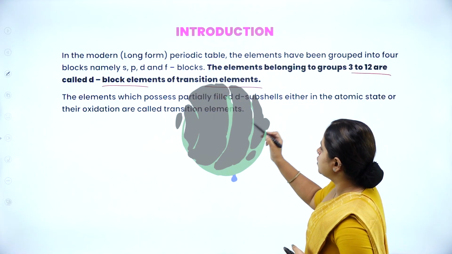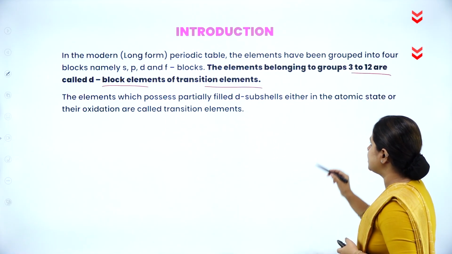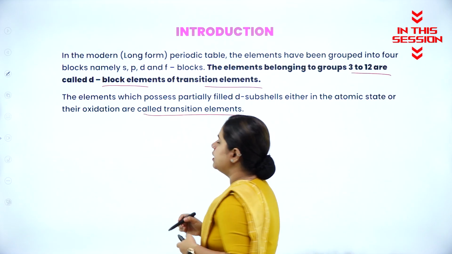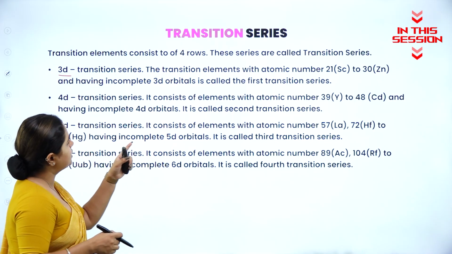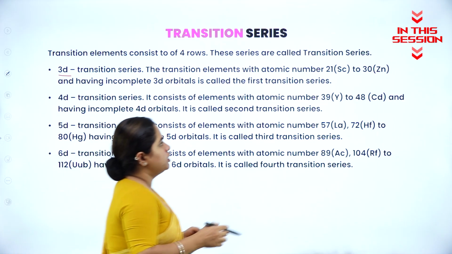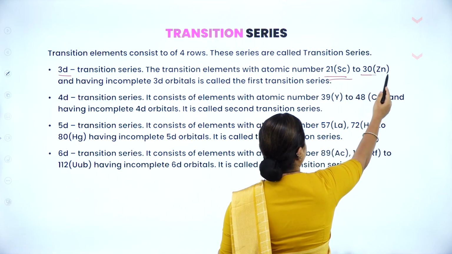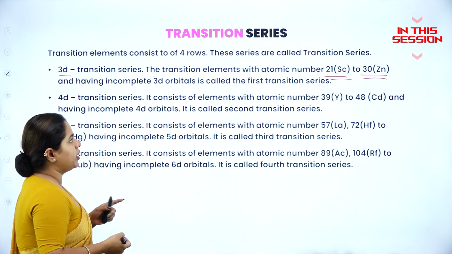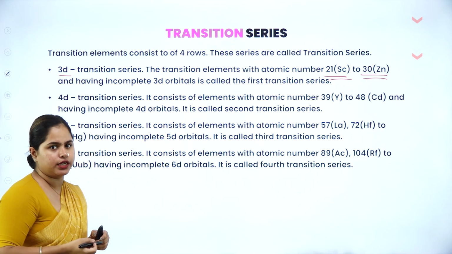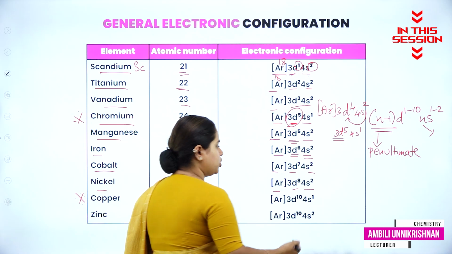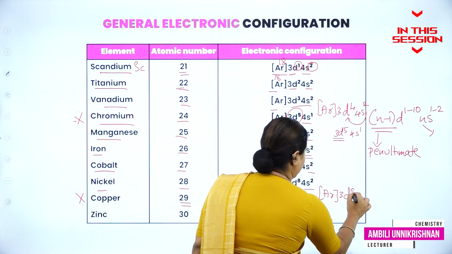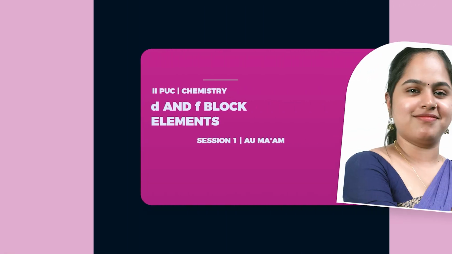The elements which possess partially filled d subshells either in the atomic state or their oxidation state are called transition elements. The transition elements with atomic number 21, that is scandium, to zinc, atomic number 30, and having incomplete 3d orbitals are called the first transition series. Coming in this trend, actually the electronic configuration should be argon 3d9 4s2.